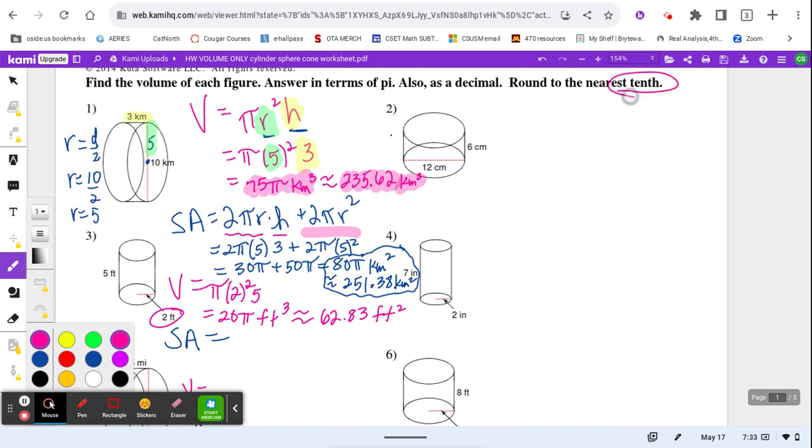By the way, I just noticed the worksheet says to round to the nearest tenth, and I like us to practice rounding to the nearest hundredth, so I'm going to change that up there.